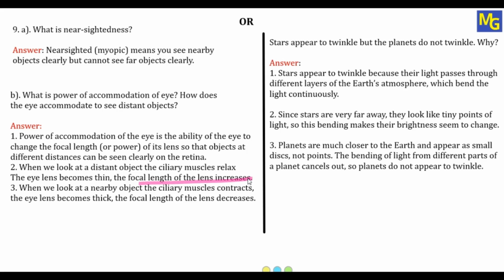Remember, if you want to see the objects present at a far distance clearly, then the focal length should increase. And to increase the focal length, how will the eye accommodate? Ciliary muscles will relax and the eye lens becomes thin. So till here, it was the answer for this question.